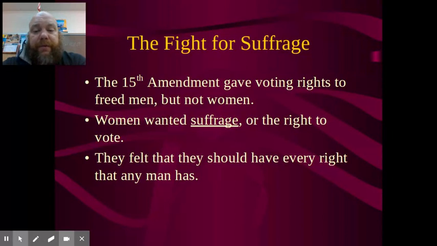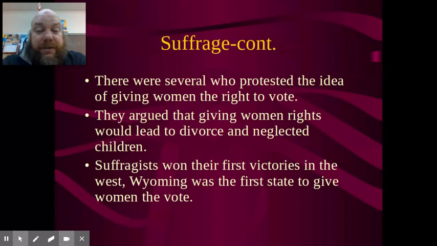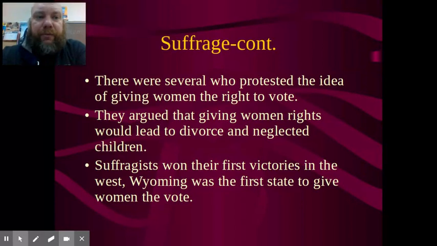And so they felt that they should have every right any man has, which of course, most of us now take for granted. And it should be something to take for granted. It should be obvious to everybody, but it wasn't always. There were several people, including women themselves, who protested the idea of giving the right to vote. They thought that if women could vote and have jobs and stuff, that divorce rates would go up. And they were right. They did. Divorce rates did go up.